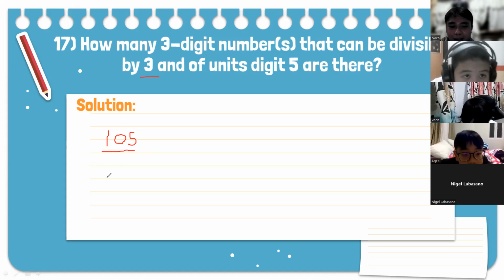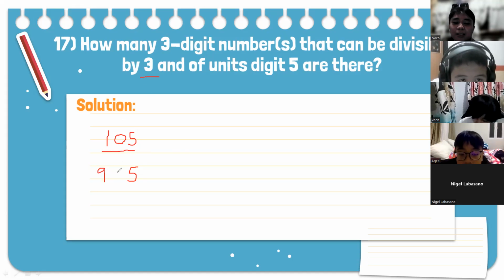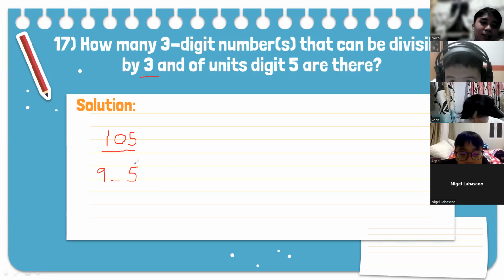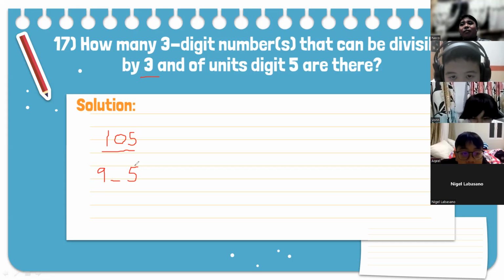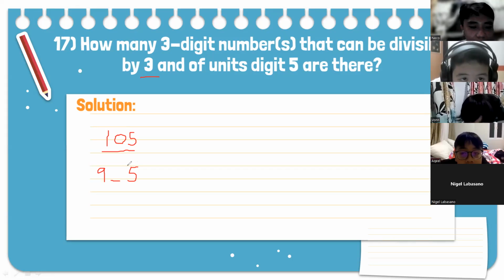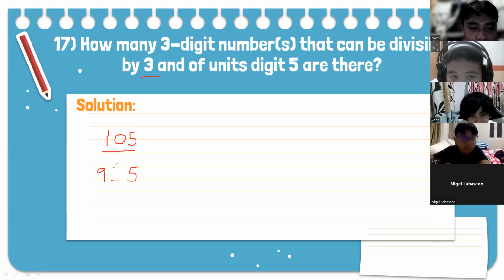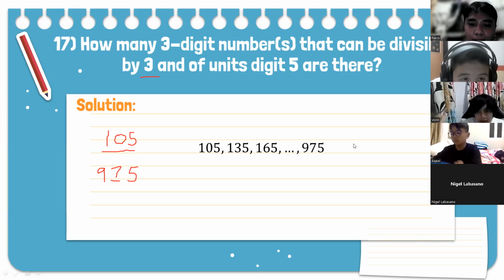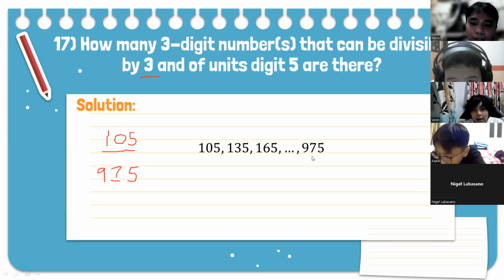For the largest, how do we do it? Of course, you still have 5 on the units digit. And since we're looking for the greatest, we should expect 9 here, right? So for the middle number, what can we place as the biggest? 9 plus 5 is 14. So what's the greatest digit that we can place? 7? Right, 7. 9 plus 5, 14 plus 7 is 21. So the smallest is 105, the largest is 975, as you can see.